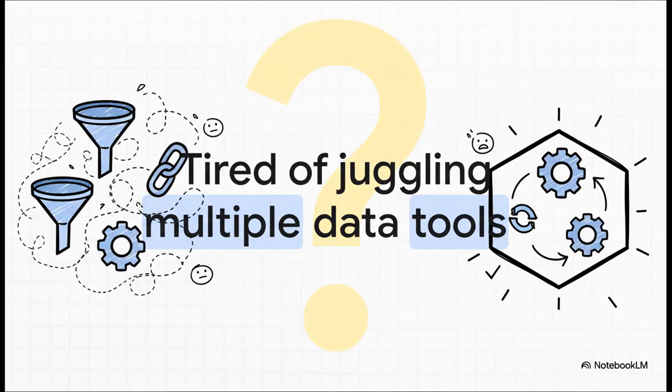So if you're in the data world, does this feel familiar? You've got one tool to pull data in, another one to transform it, maybe a third one to schedule everything. It's a mess, right? You're constantly cobbling together different services. But what if you could do all of that from one spot?